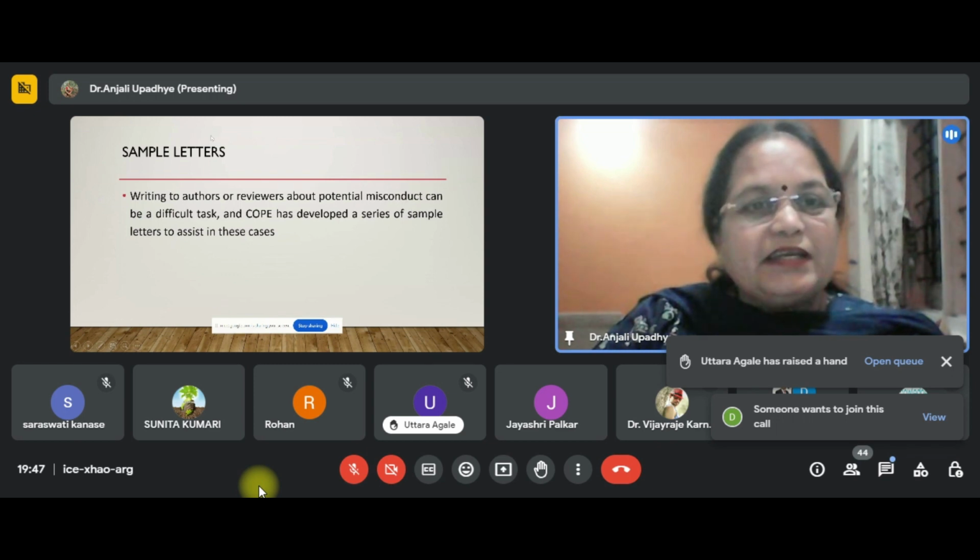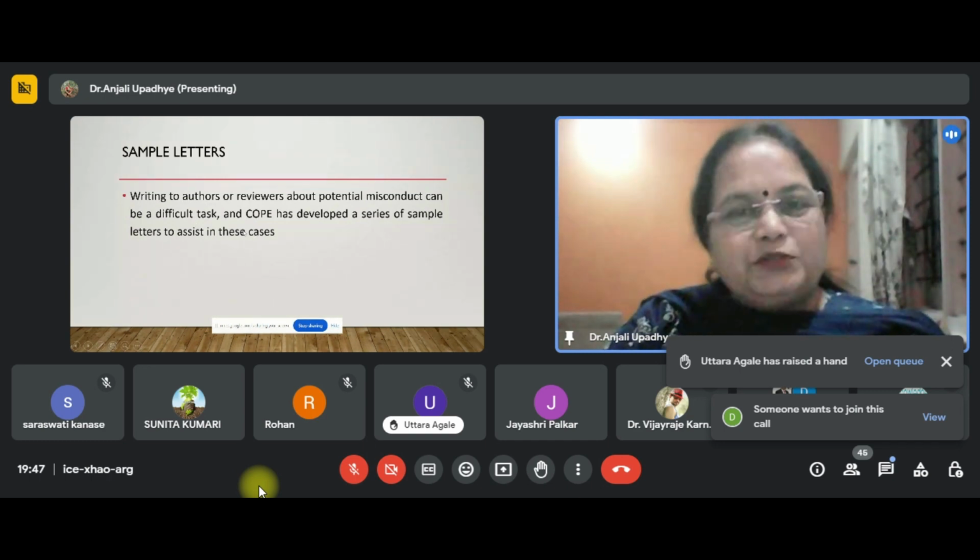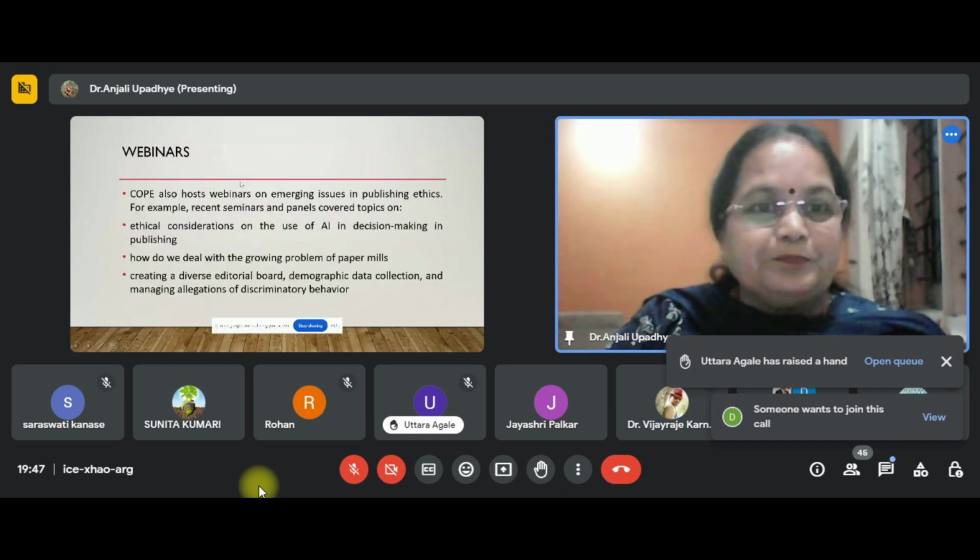Again, sample letters are given. Writing to the authors or the reviewers about potential misconduct is a difficult task, so COPE has developed a series of sample letters to assess the case. Suppose you have a case in mind, then how do you write to COPE? These are the sample letters COPE has given.